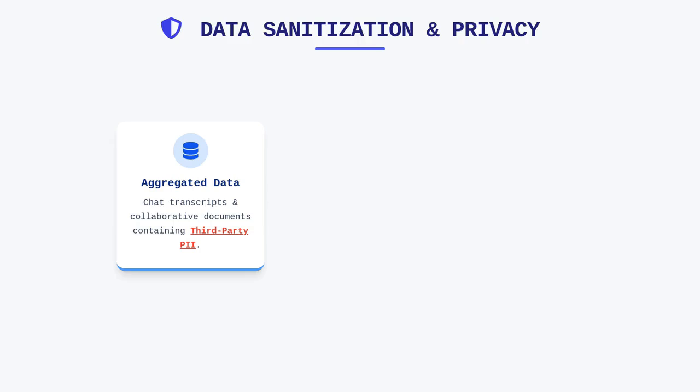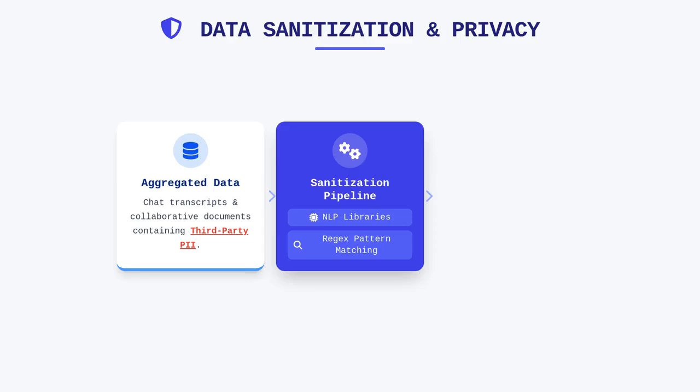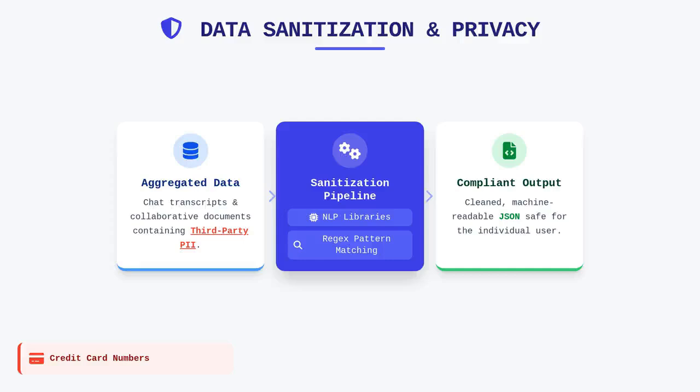Once you have aggregated the data, the next critical step is ensuring that the package you deliver remains strictly limited to the requesting individual. One common pitfall is the accidental inclusion of third-party personal information within the extracted dataset. If you are retrieving a chat transcript or a collaborative document, the extraction engine must recognize and redact PII belonging to other users before completion. This typically involves deploying natural language processing libraries or regex-based pattern matching that scans the payload for identifiers like credit card numbers, tax IDs, or other contact information.